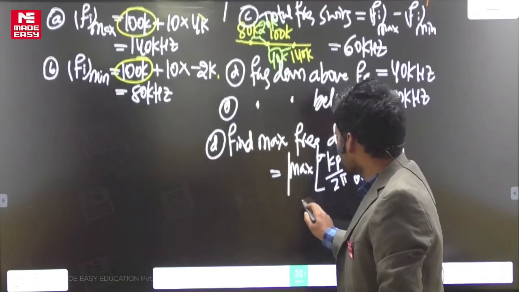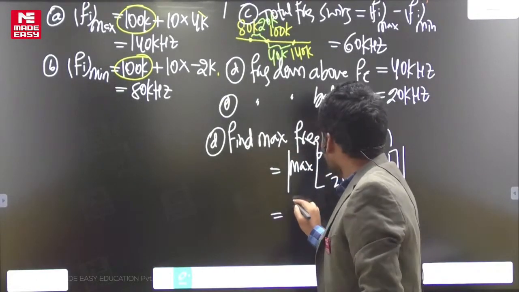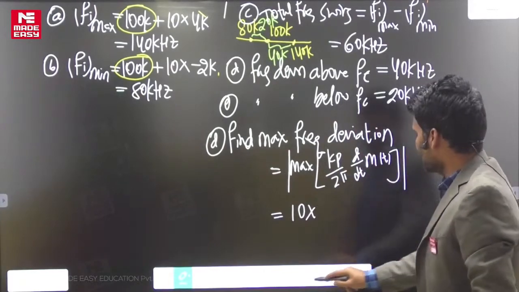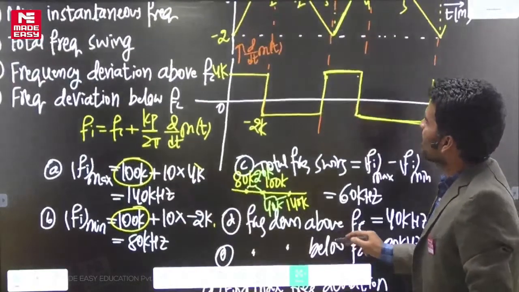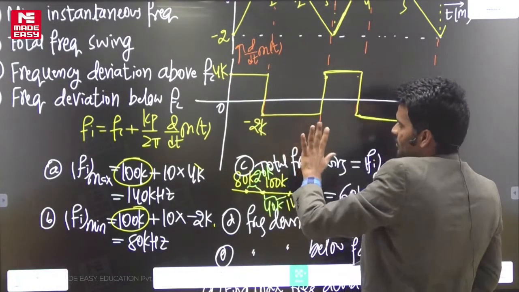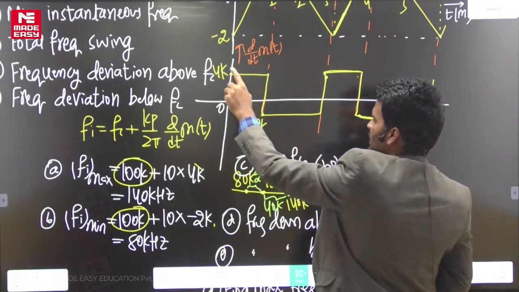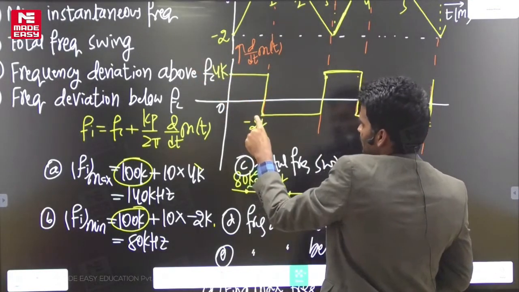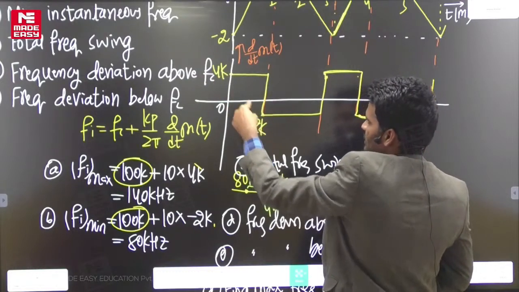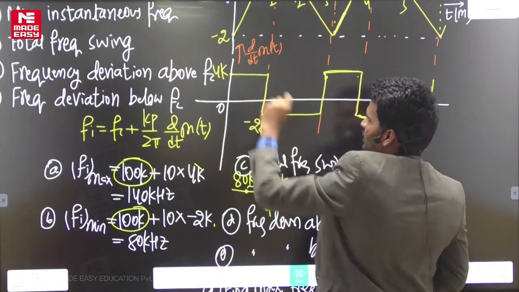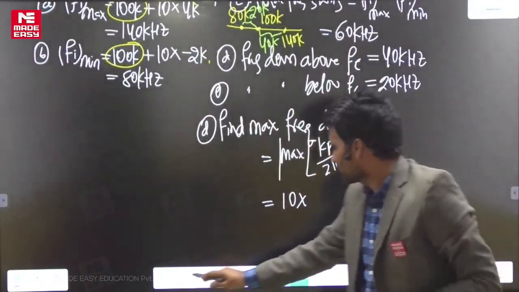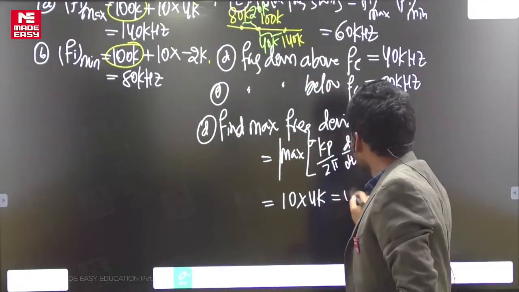So it will be equal to, Kp is what? 20 pi by 2 pi, that is 10. And what is the maximum peak of differentiation of m(t)? That can be in positive side or negative side, we don't mind. We just need the maximum peak. Positive side 4k, negative side 2k. No importance to sign, importance is only to magnitude. So the maximum peak possible for differentiation of m(t) is 4k, so that is 10 times 4k, which is 40 kilohertz.